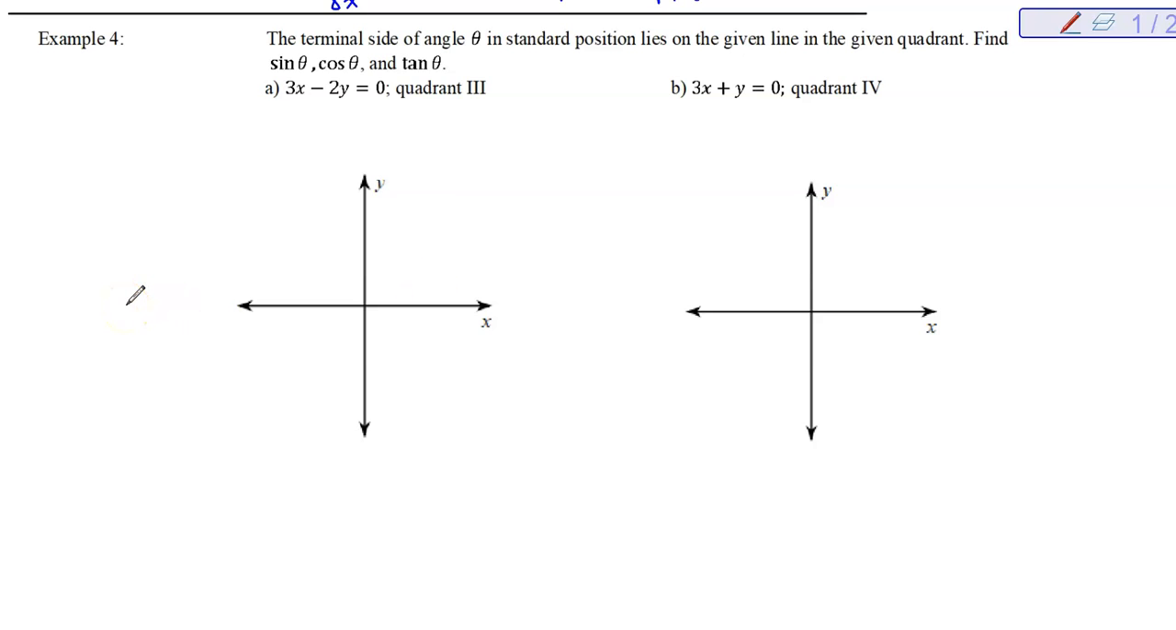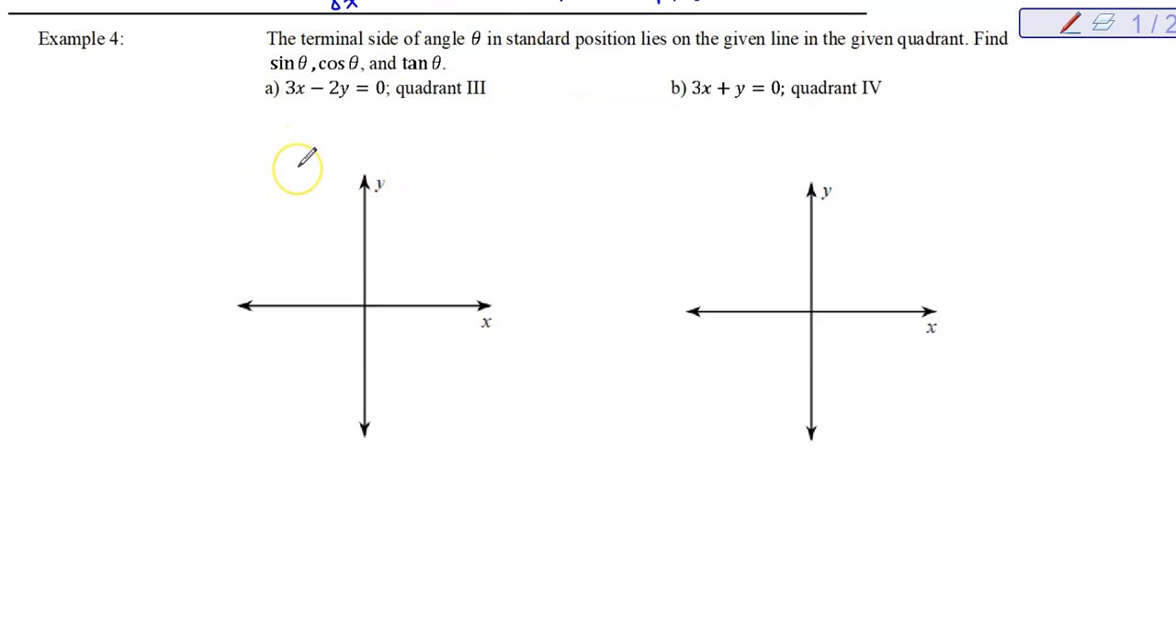So let's look at example 4, picking up from yesterday's example 3. Here we go. The terminal side of an angle theta, which is in standard position, lies on the given line and in the given quadrant. Find the sine of theta, cosine theta, tangent of theta. Okay, so the angle is in standard position, and the terminal side is lying on the line in the given quadrant. So let's just take it a little bit apart.